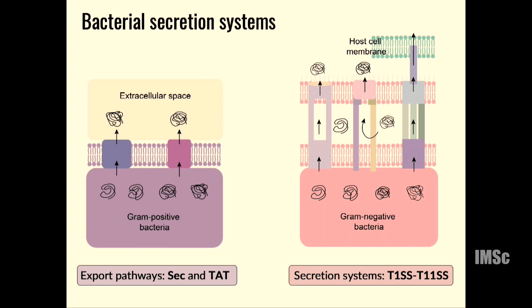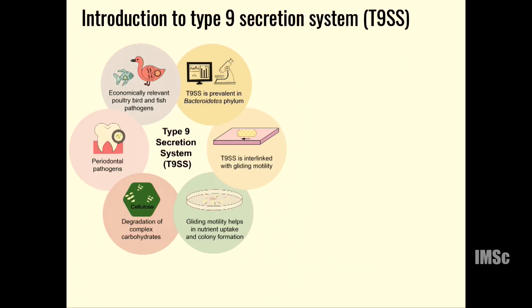So there are 11 such secretion systems discovered so far, and I will be focusing on the type 9 secretion system, in short T9SS. I would like to give a brief introduction about what the type 9 secretion system is and why it is important. It was initially discovered in Porphyromonas gingivalis, a periodontal pathogen, in 2005, and subsequently the naming came in 2013.